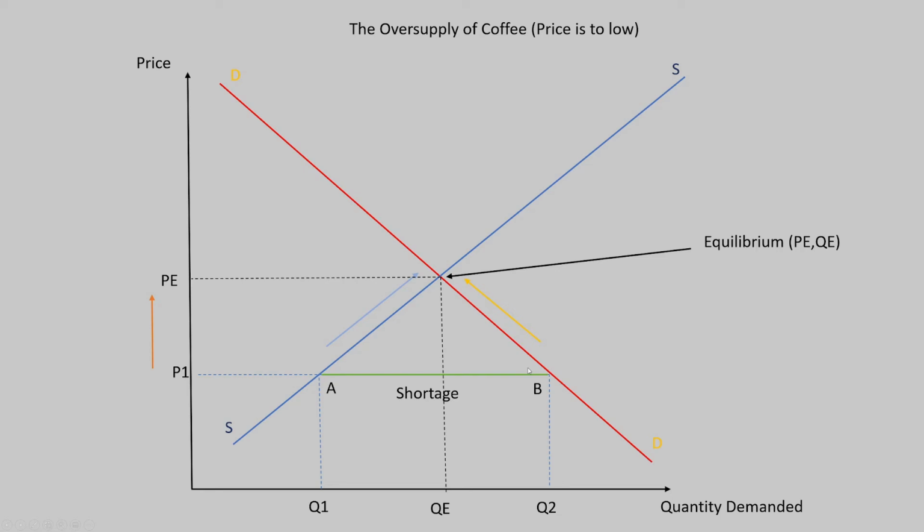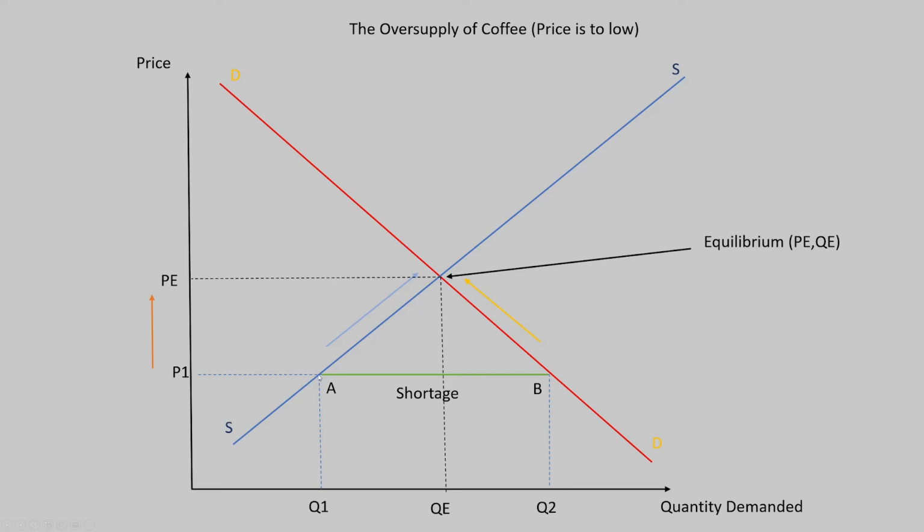Well, what happens when there's a shortage in a free market? Well, we don't have much of the product, so it makes sense for shopkeepers that are selling coffee to increase the price. And they're going to pay suppliers more to get what coffee they can get their hands on because they're going to sell it at a higher price. So look, price goes up and we move along the supply line.